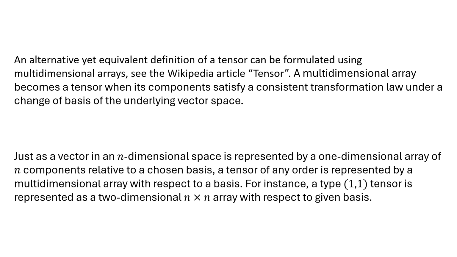Just as a vector in n-dimensional space is represented by a 1-dimensional array of n components relative to a chosen basis, a tensor of any order is represented by a multidimensional array with respect to a basis. For instance, a type 1,1 tensor is represented as a 2-dimensional n by n array with respect to a given basis.